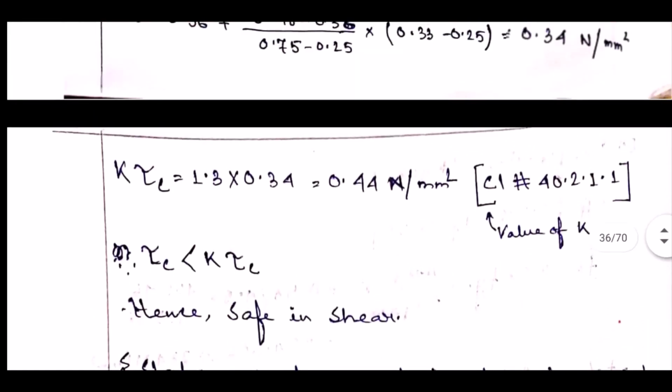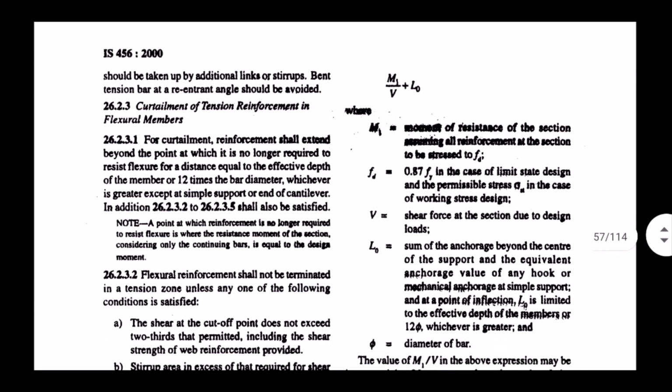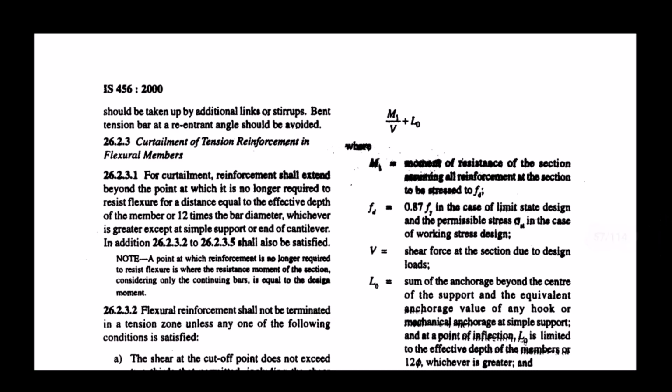So let's go to the next step. The next step is the development length check. For the development length check, we know we have to go to clause number 26.2.3.3, page 44. From this clause, we will get the formula M1 by V plus L0 is greater than LD. So let's check the formula first from the code. Here is the formula on page 44: M1 by V plus L0, that should be greater than LD.